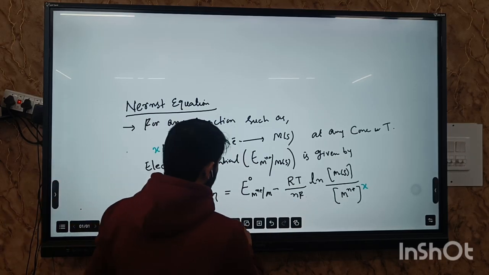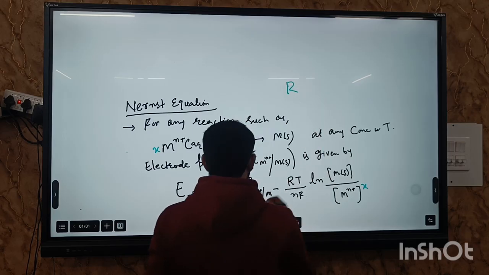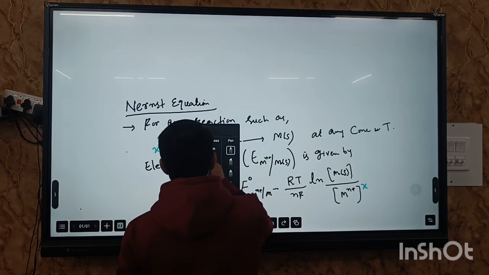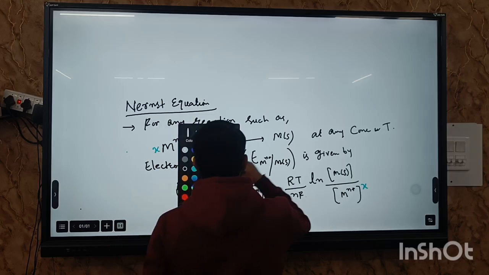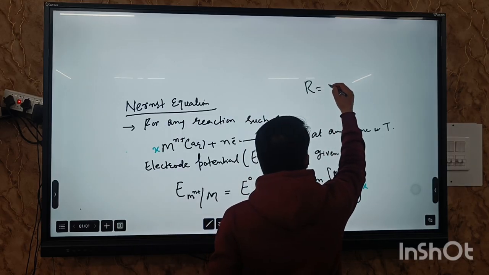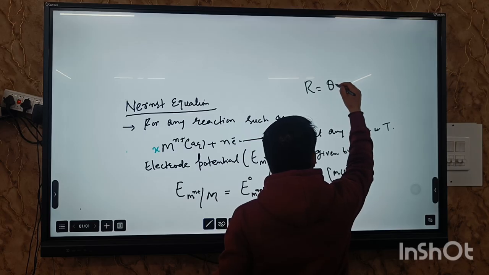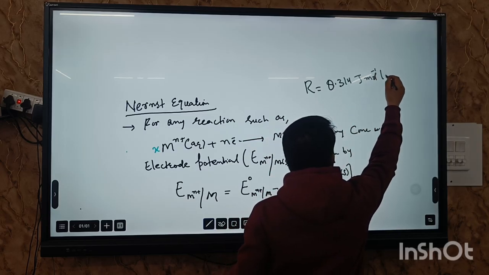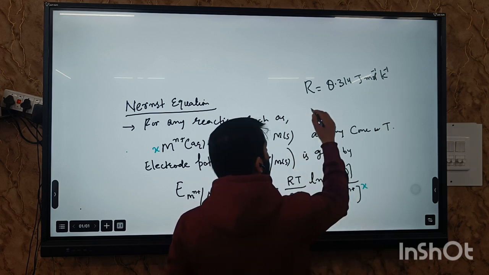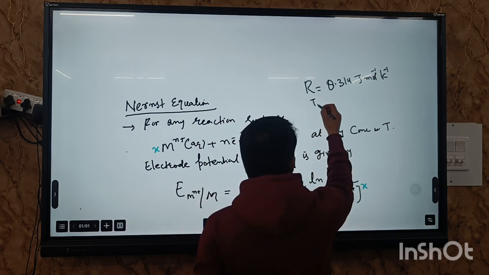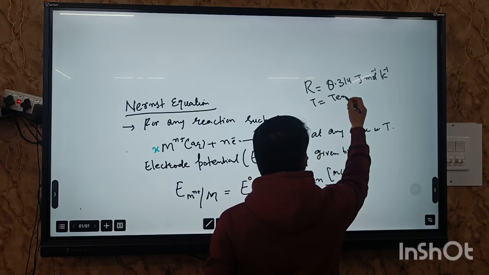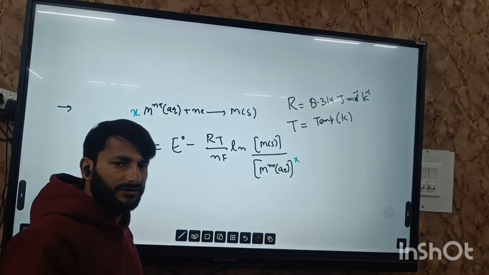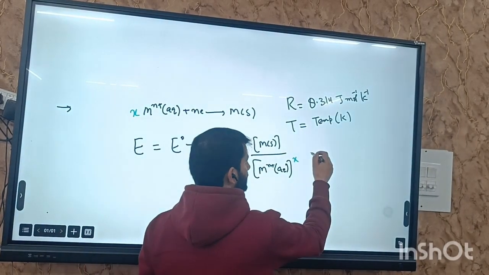I will write it on this side, with the black marker, which will be better. R is the universal gas constant, and its value is 8.314 joule per mole per Kelvin. T is the temperature in Kelvin. You always need it in Kelvin. If you are given the temperature in degrees Celsius, always convert it to Kelvin.